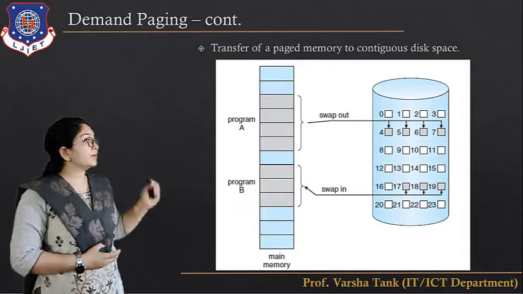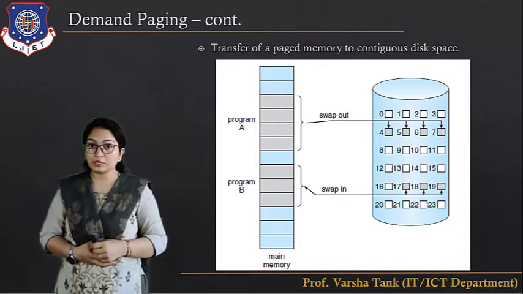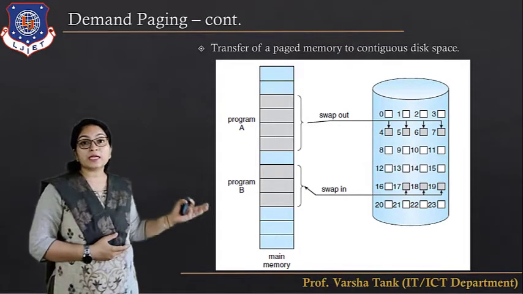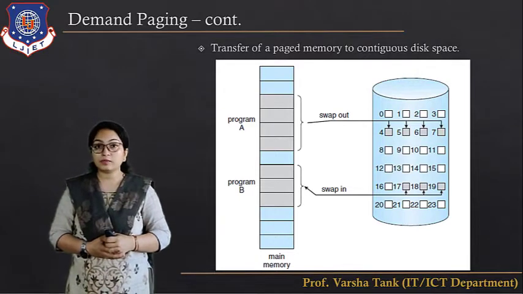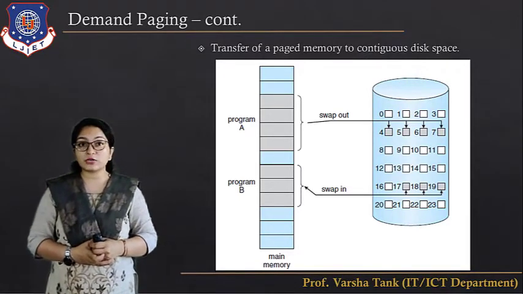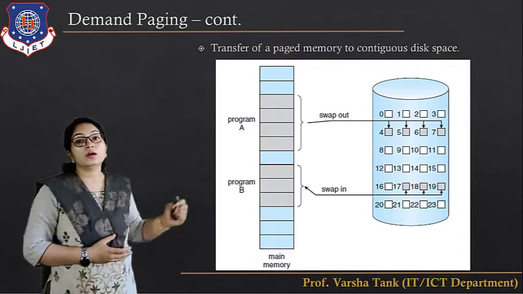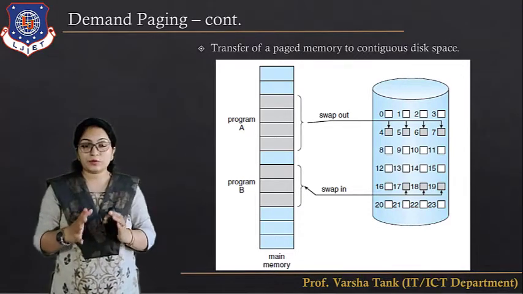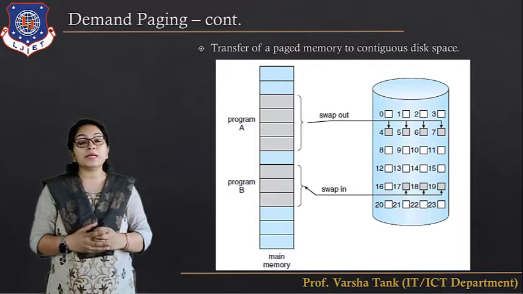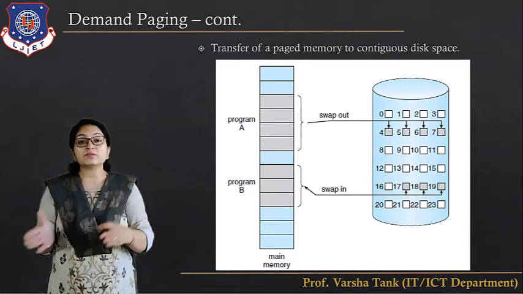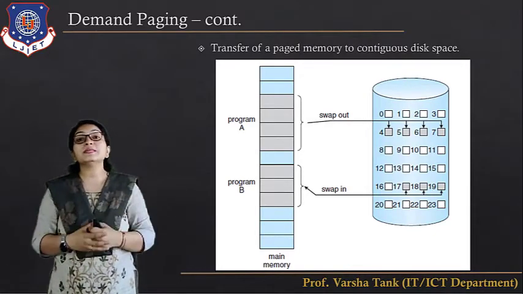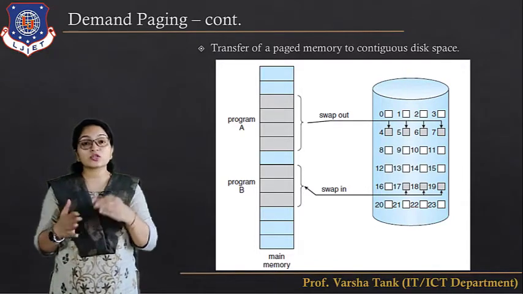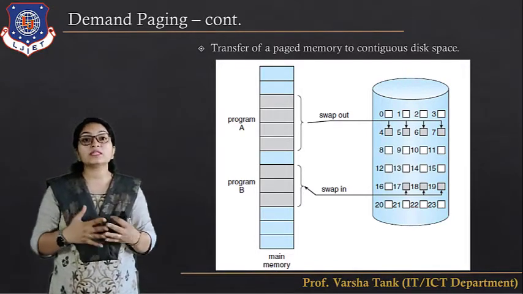Now here you can see this figure shows the concept of demand paging. For example, process A and process B are there in the main memory. They are in the execution state. Now, suppose there is no space in memory. What will happen? Some pages will be swapped out and some pages will be swapped in. In the last lecture also we have seen this concept of swap out and swap in.